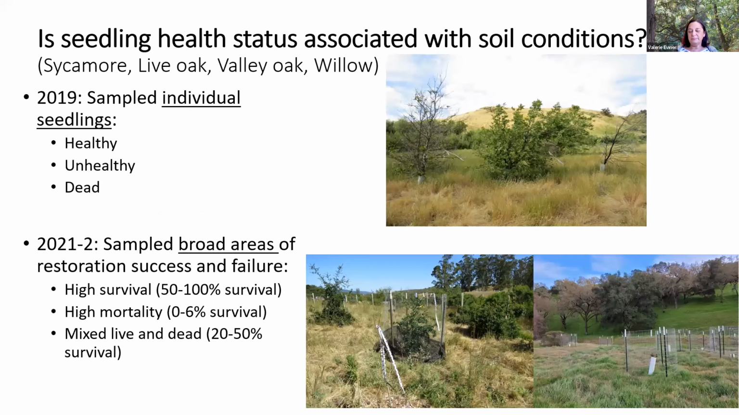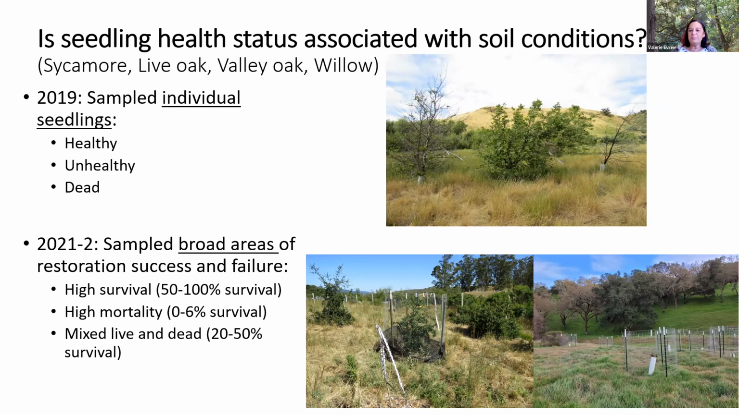There are two main types of things we did. The first is looking at seedling health and how it's associated with soil conditions. And this was done in two different ways in two different sampling periods. In the first, in 2019, we actually looked at individual seedlings. You can see on your right three sycamore seedlings that are right next to each other. The one in the middle is gorgeous and super lush. The one on the left is kind of hanging in there, and the one on the right is dead.